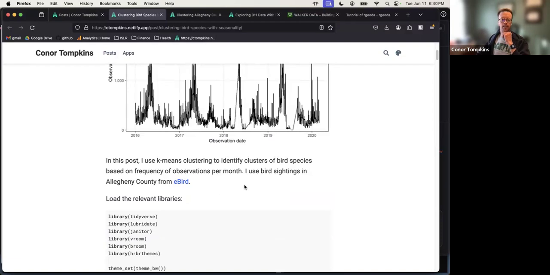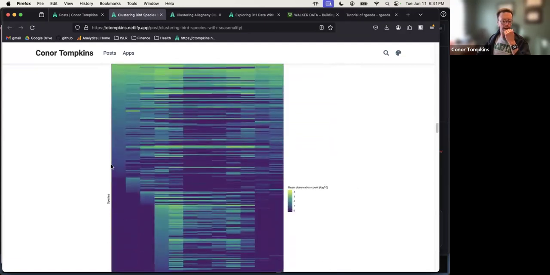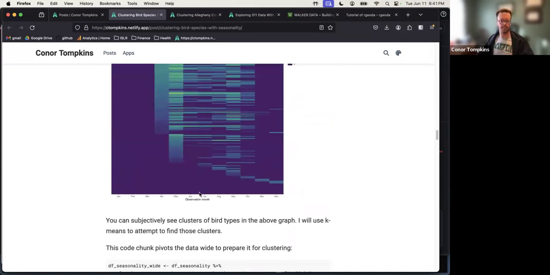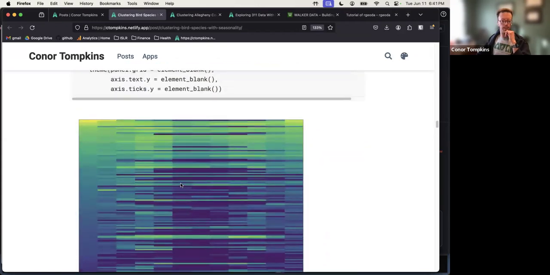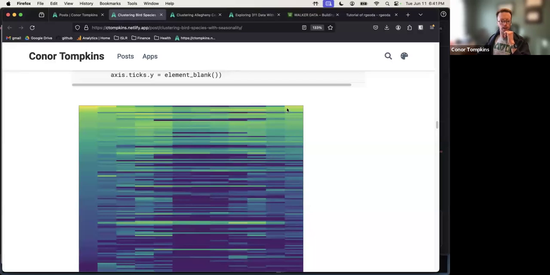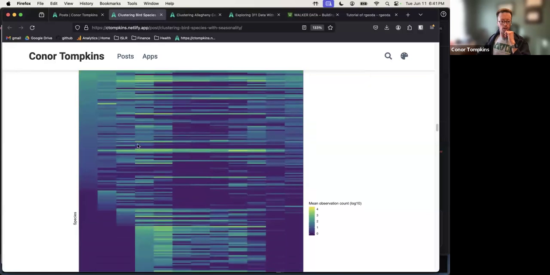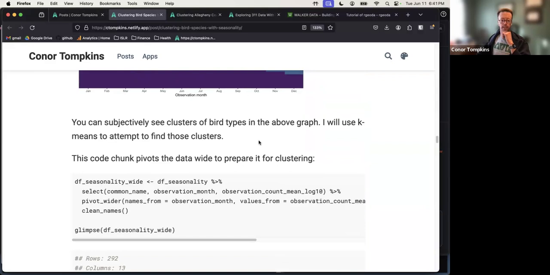But I tried to use k-means to cluster the birds, to put the birds into clusters based on the frequency of observations per month. So I'll skip down to the bottom. Here on the y-axis is each individual bird species. There's like 1,000 of them, so I didn't put the names there. And then the x-axis is the observation month, from January, February, March, all the way to December. You can see that some species are there year round throughout all the months. Some are there only in the spring and the fall. Some are there only in the summer. And some show up just very sporadically. So I tried to use k-means to put the birds into clusters based on their patterns of behavior.